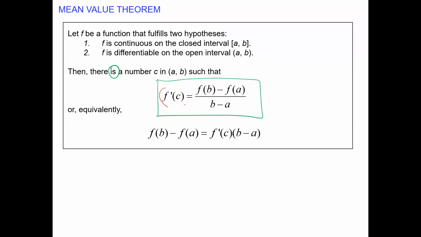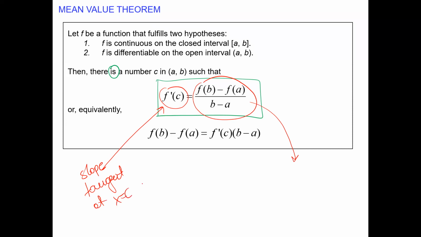This represents the slope of the tangent. This is telling me that the slope of the tangent line at some point is exactly the same as the slope of the secant line connecting a and b. Yeah, they are the same. They are parallel.